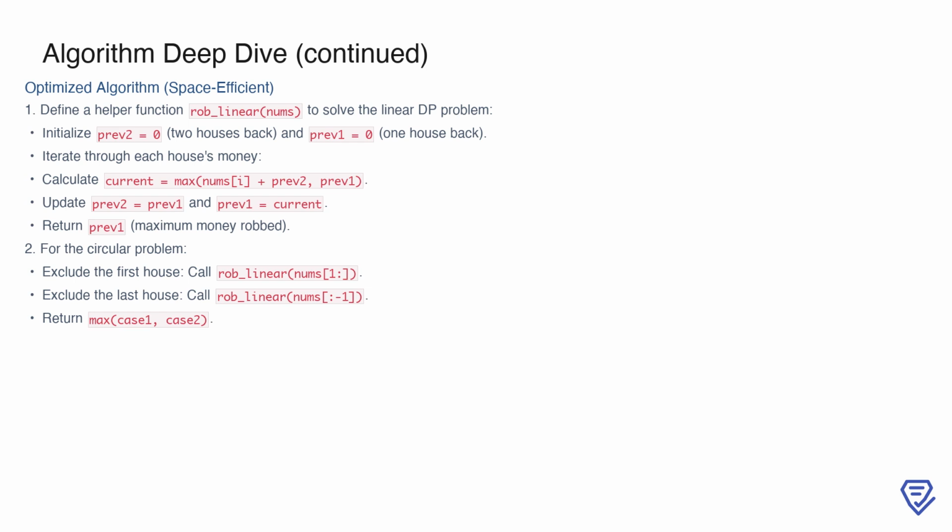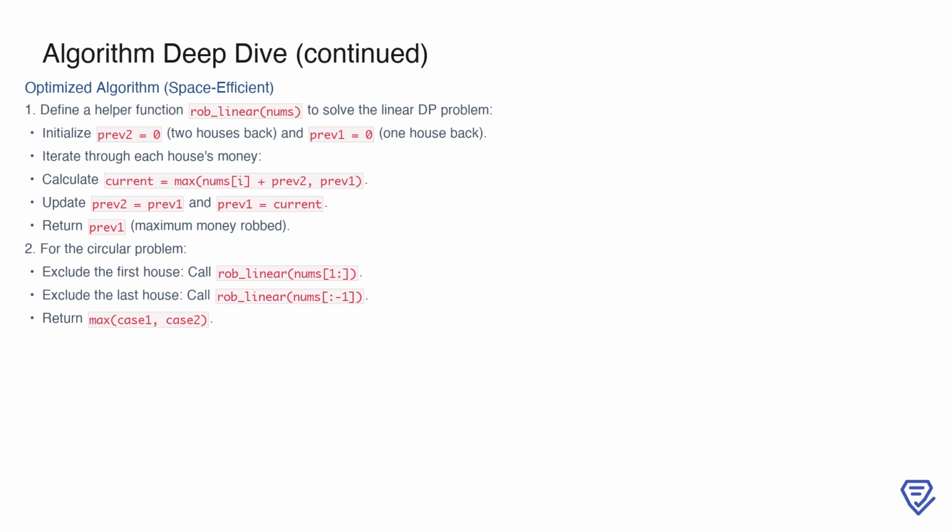As we iterate through the houses, we calculate the maximum money that can be robbed at the current house using the relation current equals max(nums[i] plus previous 2, previous 1). We then update previous 2 to previous 1 and previous 1 to current, effectively rolling our two variables forward. At the end of the iteration, previous 1 holds the maximum money robbed.